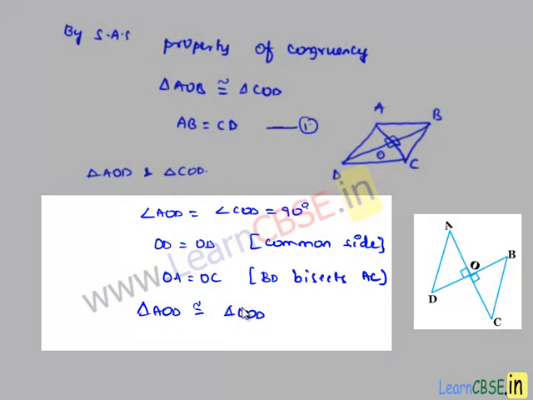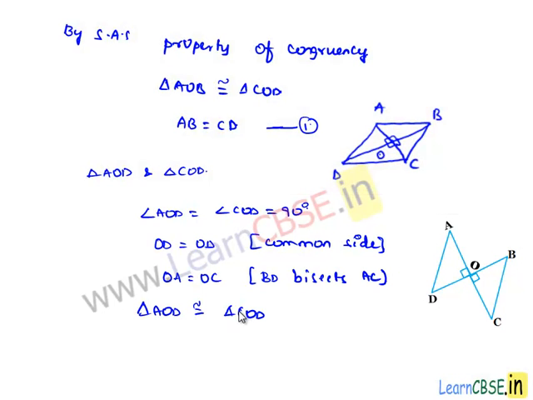When two triangles are congruent, then their corresponding sides and corresponding angles can be equated. So here let us equate AD is equal to CD. Let us name it as equation number 2.